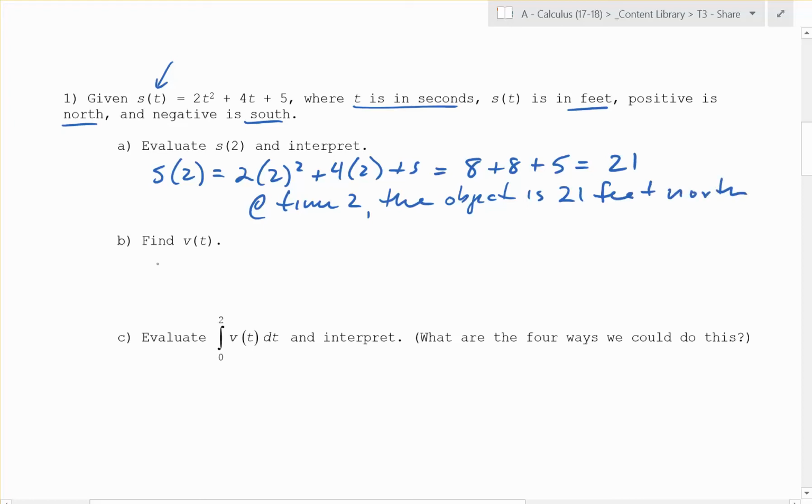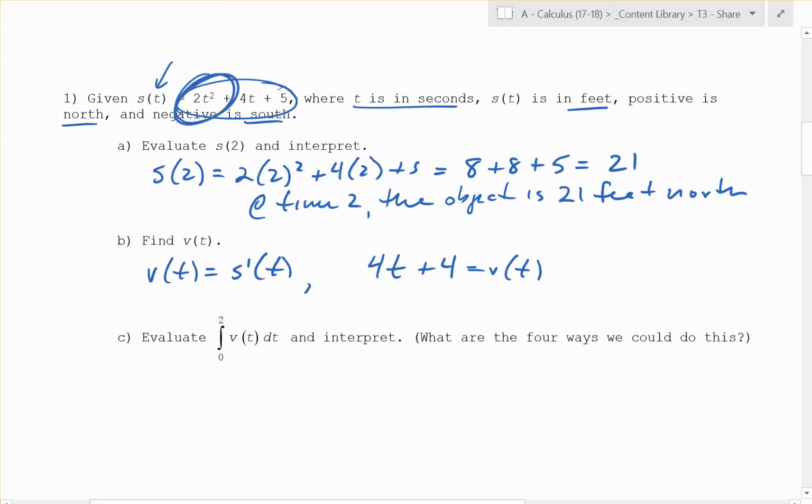Find v of t. Well, we know that v of t is the velocity function, which is the derivative of position. So we're going to take the derivative of this function. We take the 2 and bring it to the front, so it's going to be 4t plus 4 is v of t. We did that because we brought the 2 to the front and dropped the power by 1. And then the derivative of 4t is just 4, and the derivative of 5 is 0, since it's a constant. So we know v of t is 4t plus 4.